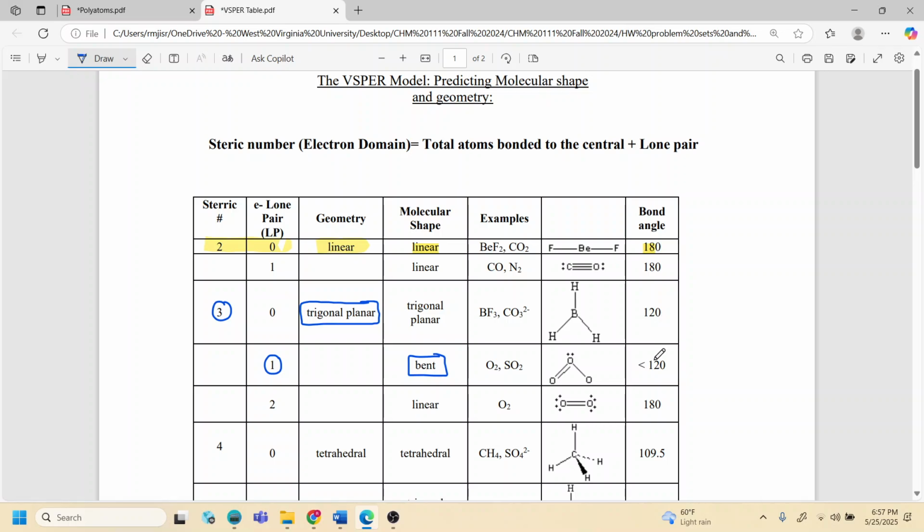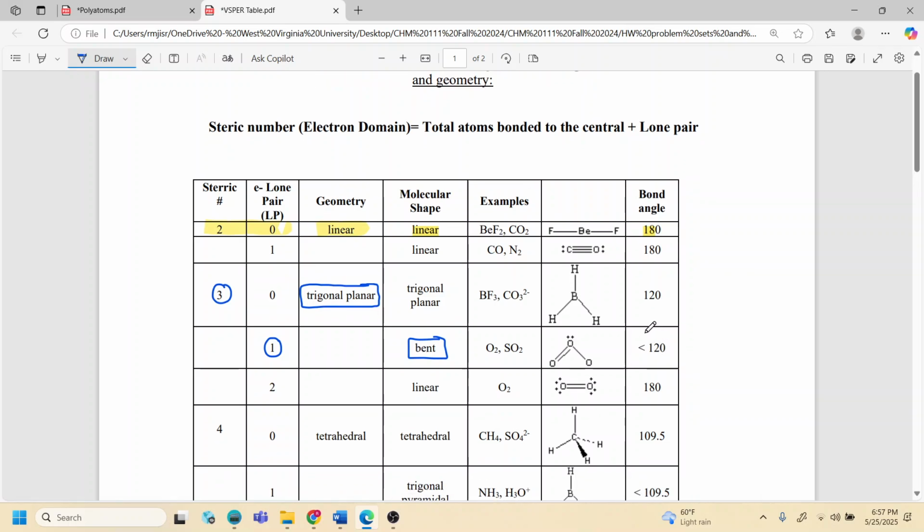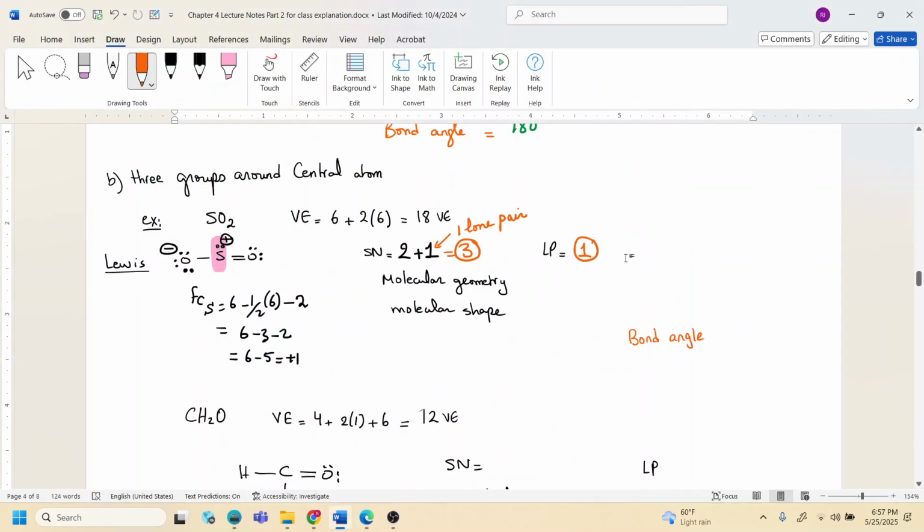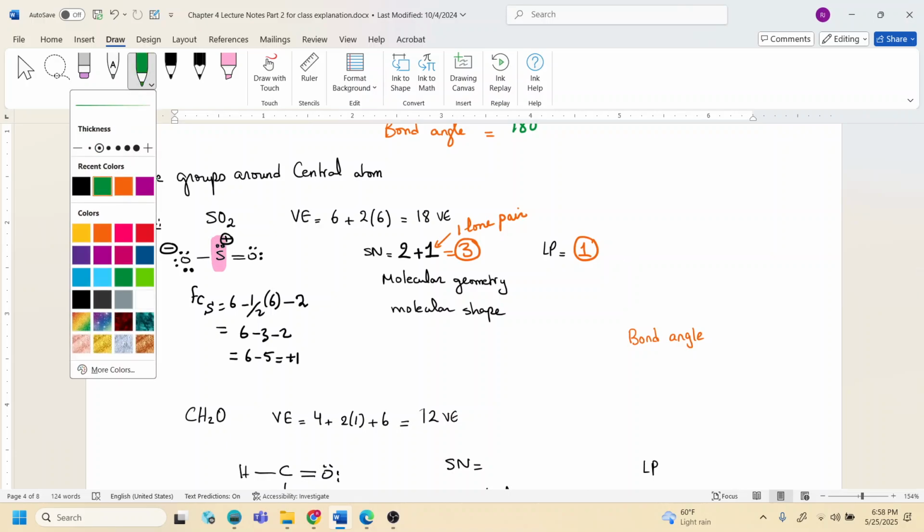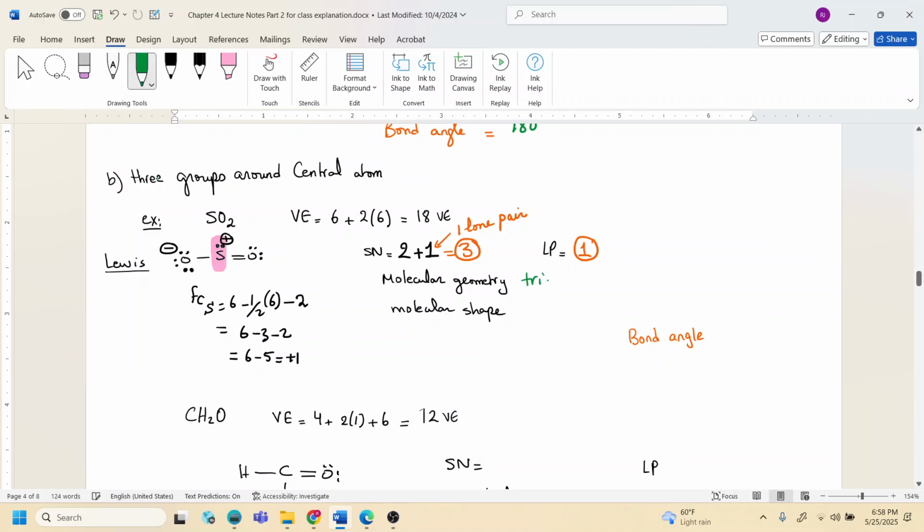But the moment you have lone pairs, then the angle is going to decrease for this one. So it's going to be less than 120 degrees. So we're going to go over here and we're going to say, okay, the molecular geometry for this structure is going to be trigonal planar, and the molecular shape is going to be bent.